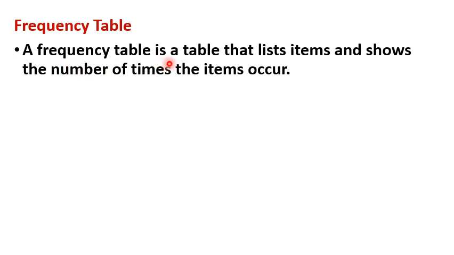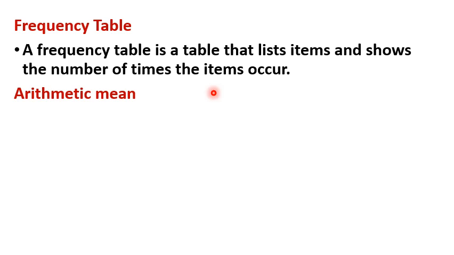First one, frequency table. Frequency table is a descriptive statistics. A frequency table is a table that lists items and shows the number of times the items occur. There will be two columns. The first column lists the items and the second column shows the number of times each item occurs. For example, the first column shows the performance of the students in an examination, first class, second class, third class, etc. Then the second column shows the number of students who performed in these classes. That means how many students got first class, how many students got second class, etc.